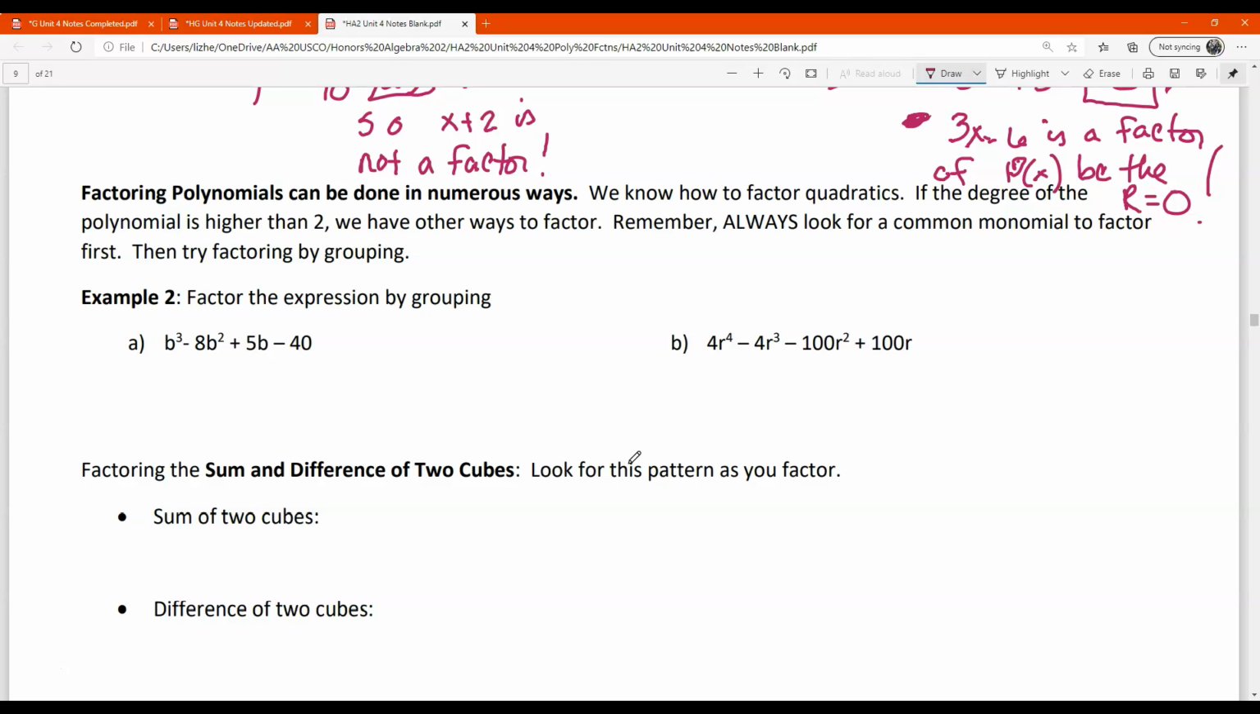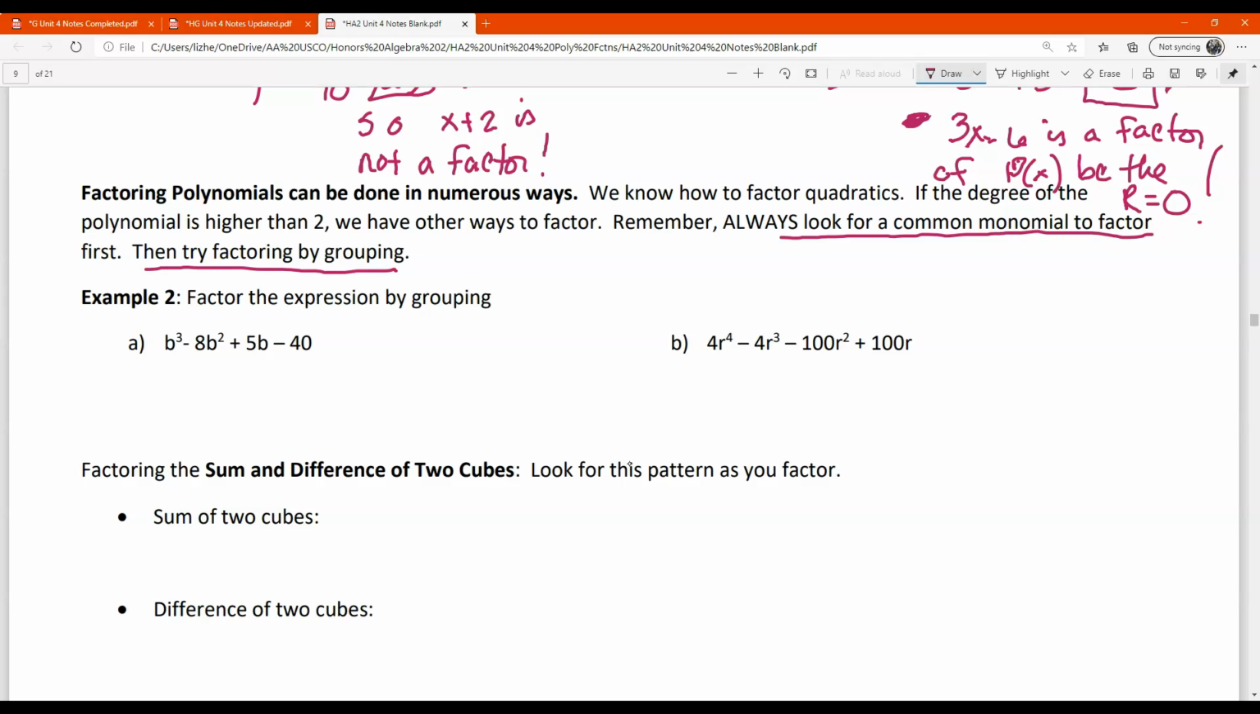Okay. If the degree of the polynomial is higher than 2, then we have other ways to factor. Remember, always look for a common monomial to factor first. Then try factoring by grouping. So always look for a common monomial, then try factoring by grouping. So here we are at example 2.